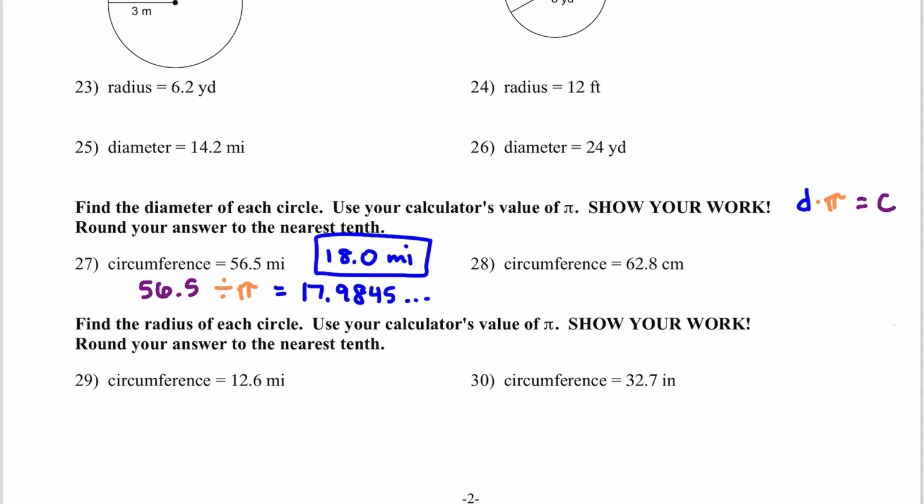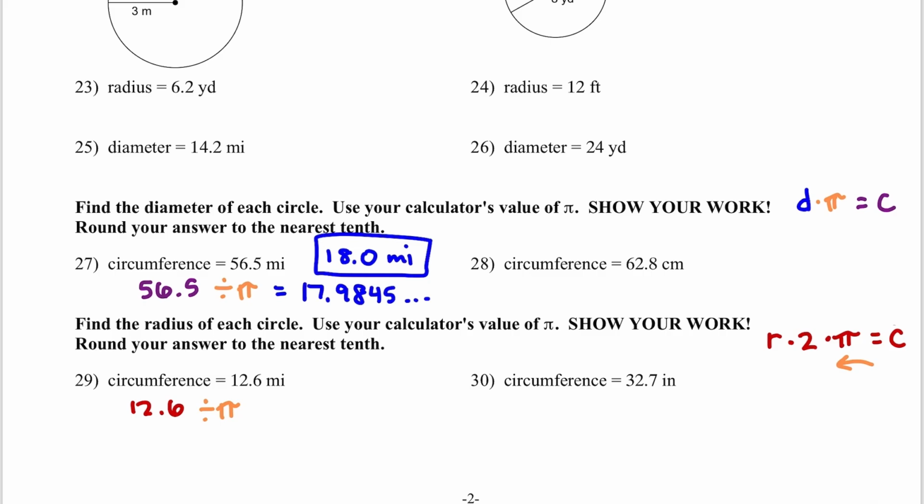Now let's take a look at 29 and 30. On 29, I'm asking you to go one step further than I did before. I want you to work backwards, but this time we have to keep on working backwards so that we can find the radius. Again, I want us to remember that the relationship is radius times 2, continue multiplying by pi. That's what gives us the circumference. If I give you the circumference, we know I'm starting at the end, so I'm going to have to work backwards. That means if I have 12.6, the first thing that I need to do is work backwards and divide by pi.